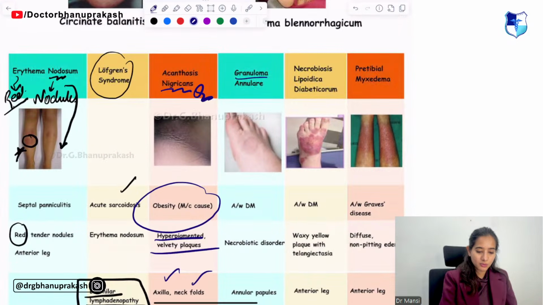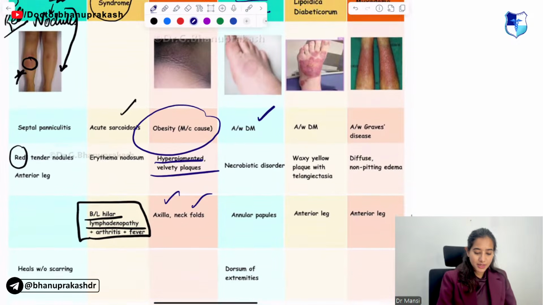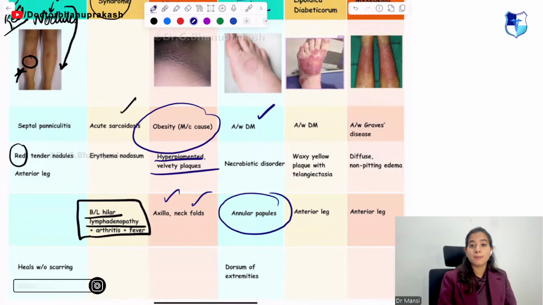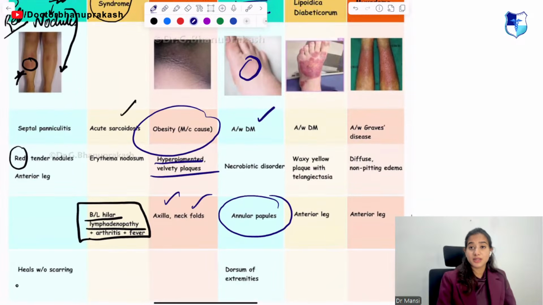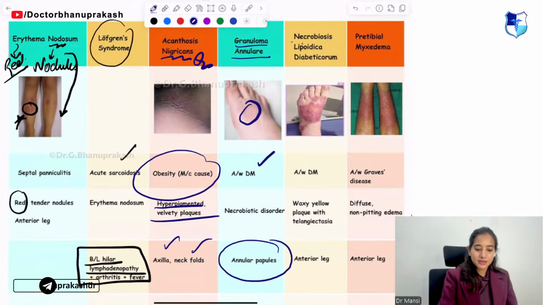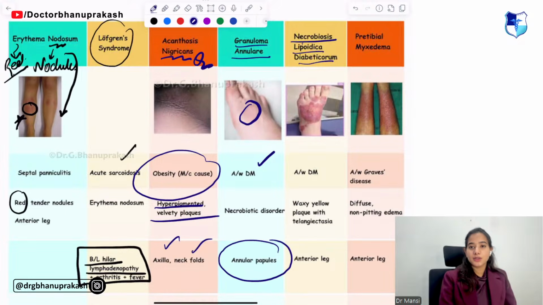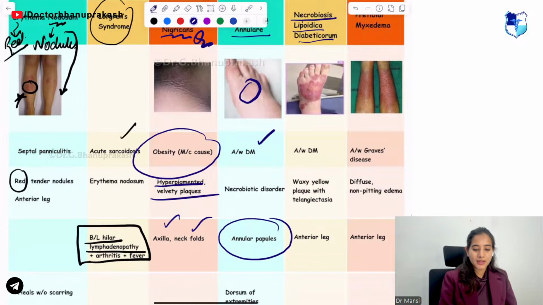Then we have granuloma annulare, which is also again associated with diabetes, and it has annular papules. So you can see again an annular kind of lesion, and it is present on the dorsum of the extremities again. Then this name itself again tells you that it is associated with diabetes: necrobiosis lipoidica diabeticorum.